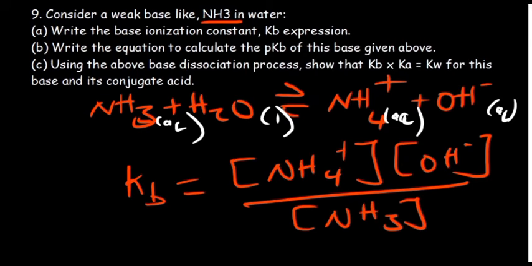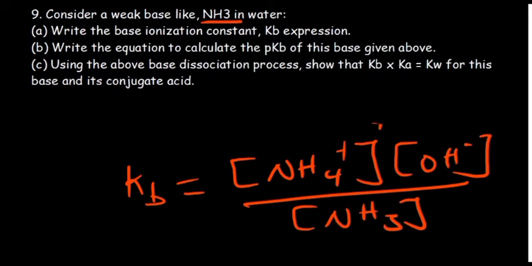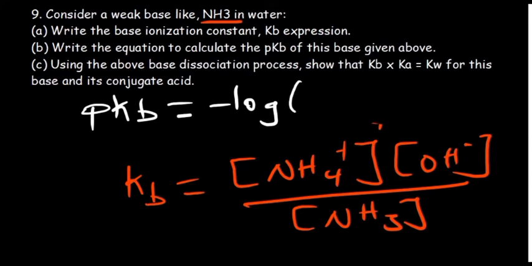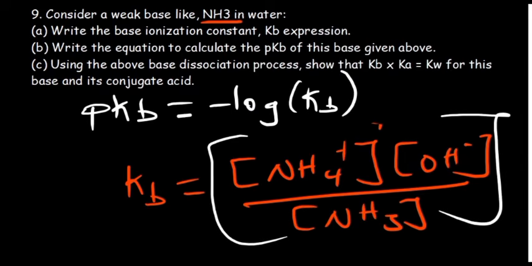Then the other part B says write the equation to calculate the pKb of this base given above. Okay, so how do you get to find the pKb? So basically when you're talking about the pKb, your pKb value is equivalent to the negative log of your Kb. So it's basically going to be the negative log of this. That's what you're going to have.